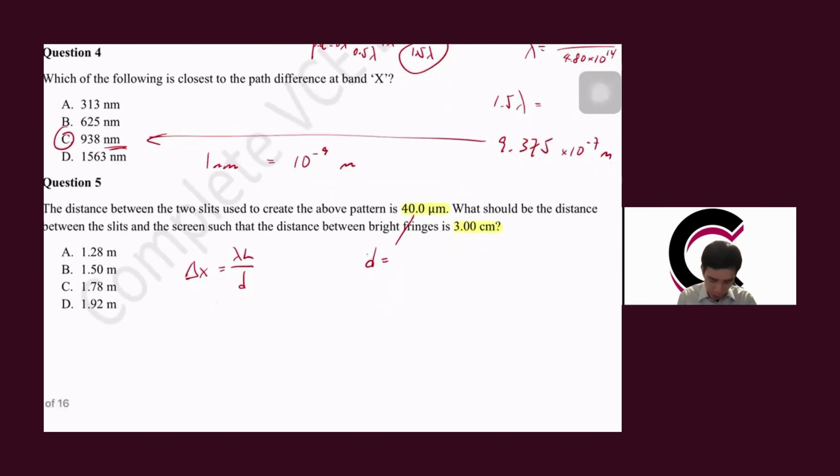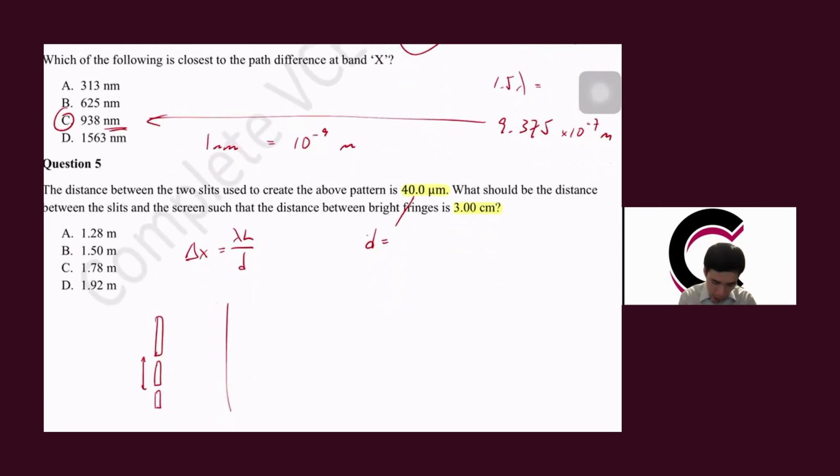So if you can just draw what's happening, I can draw a sketch right here. That's D. That is L. And then you've got some sort of fringes, right? Different patterns. Between the center to the other one, that's delta x. And there's the wavelength of light you use, that's lambda. All of them are distances. So 40 times 10 to the power of -6 meters, you convert that straight away. Delta x is given last, 3 centimeters, which is 10 to the power of -2 meters, all right?